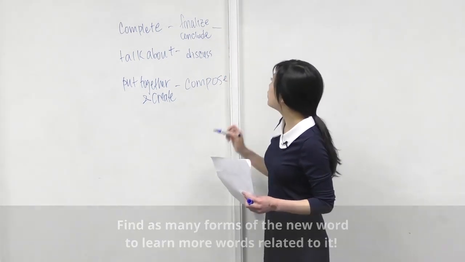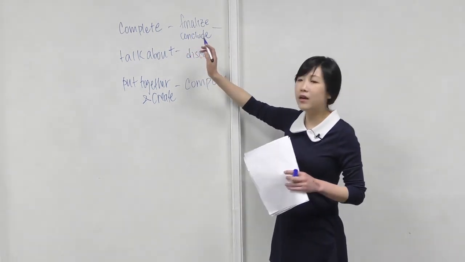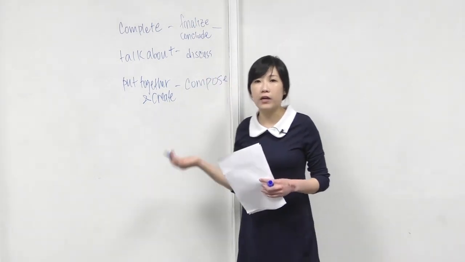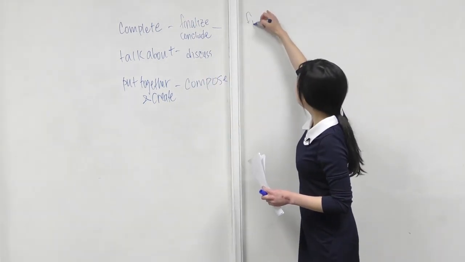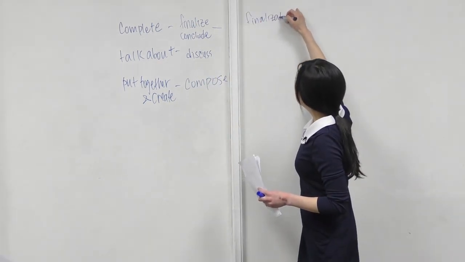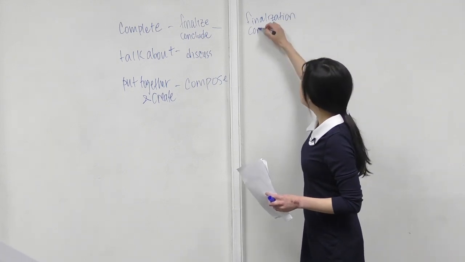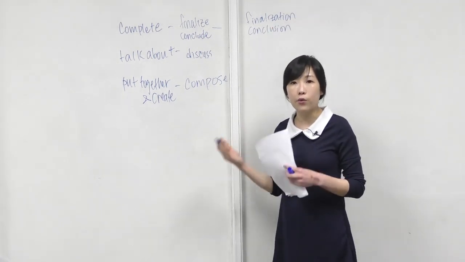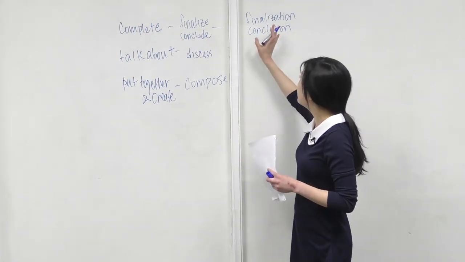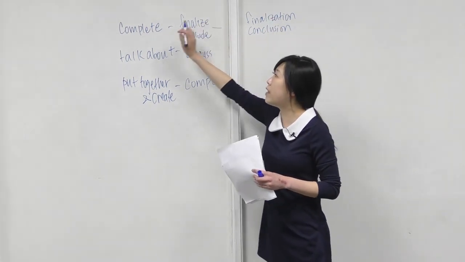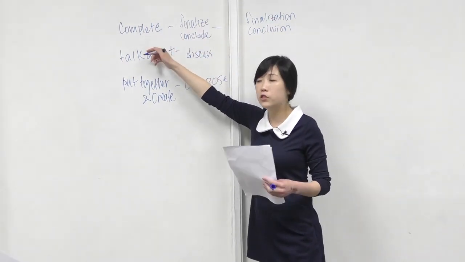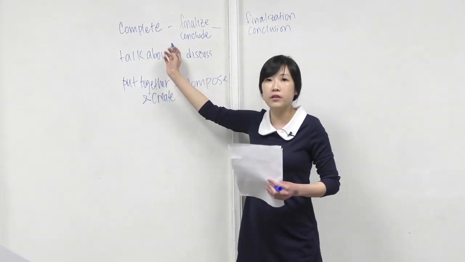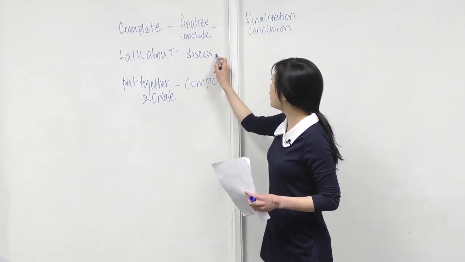Okay, so I'll give you an example. What are the noun forms of finalize and conclude, right? Finalization, conclusion, right? Those are the noun forms. Now you can see, oh, I know what it means, the noun, the verb, and then the more casual version. And this one is also completion, okay?